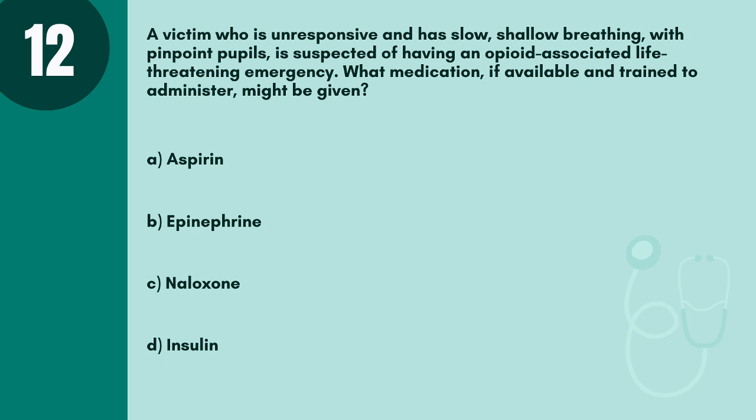Question 12. A victim who is unresponsive and has slow, shallow breathing, with pinpoint pupils, is suspected of having an opioid-associated life-threatening emergency. What medication, if available and trained to administer, might be given? A. Aspirin. B. Epinephrine. C. Naloxone. D. Insulin.